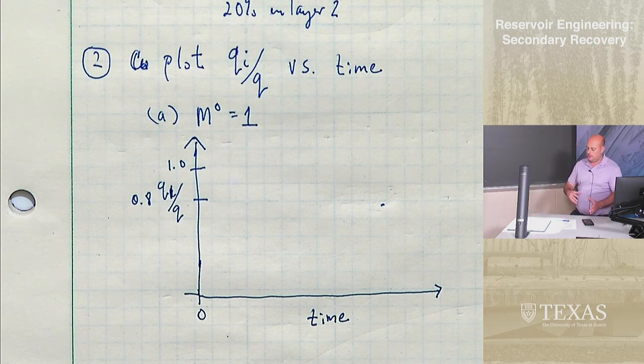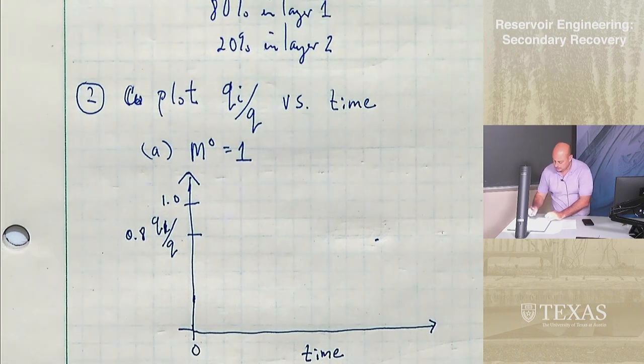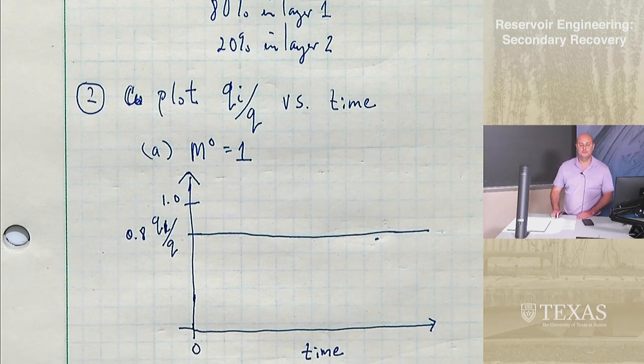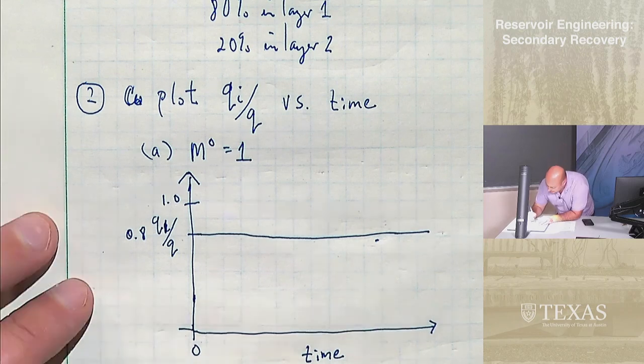Remember what a mobility ratio of 1 means. It means that we're replacing the oil with an equally mobile water, so it doesn't change the ability to flow at all with time. It doesn't matter if I've got 100% oil or 90% oil or 50% oil or 0% oil, it's being replaced by an equally mobile fluid. So in this case, the mobility ratio is exactly 1. This never changes.